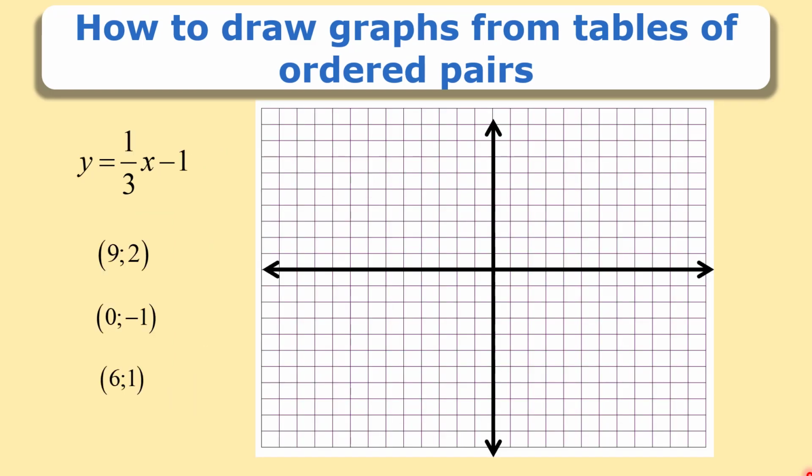Let's plot the points. First one, 2 and 9... 0 and -1, and 6 and 1. It forms a straight line. Notice this value of -1 on the y-axis. Notice that this value is positive and it slopes up to the right.